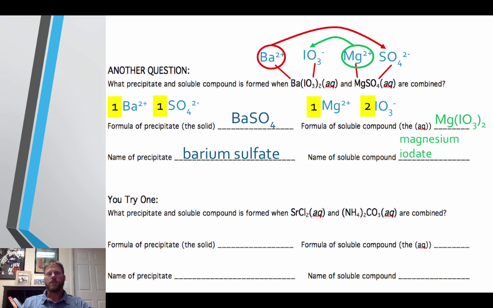So now it is your turn to try one. What happens when we mix strontium chloride and ammonium carbonate? Switch the partners, use your solubility table, determine which product's going to be the precipitate and which one is still going to be dissolved in solution. Pause the video, try it out, and when you think you got it, press play.